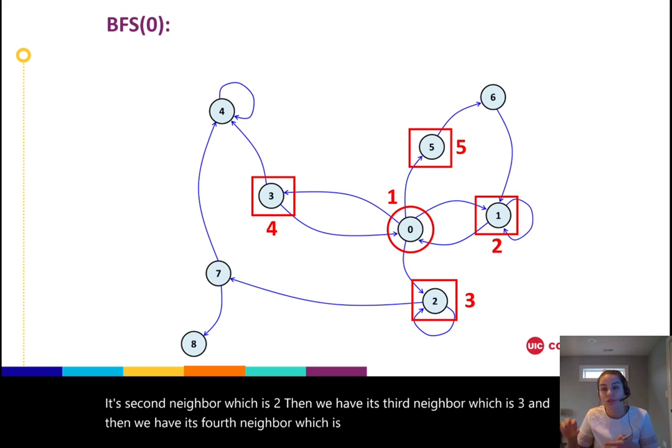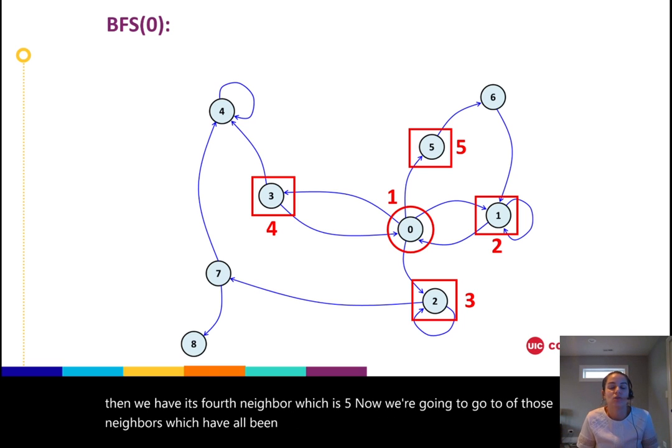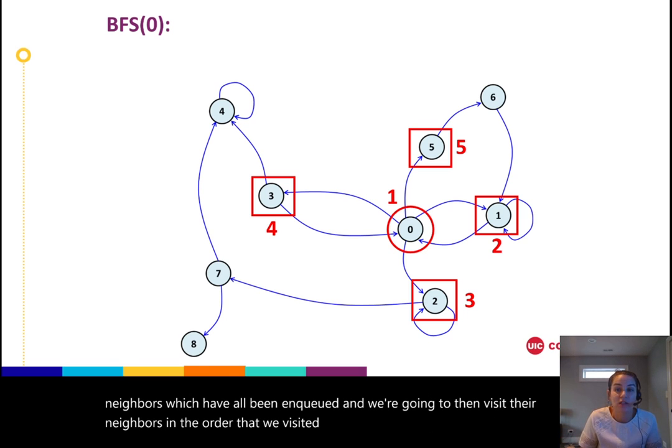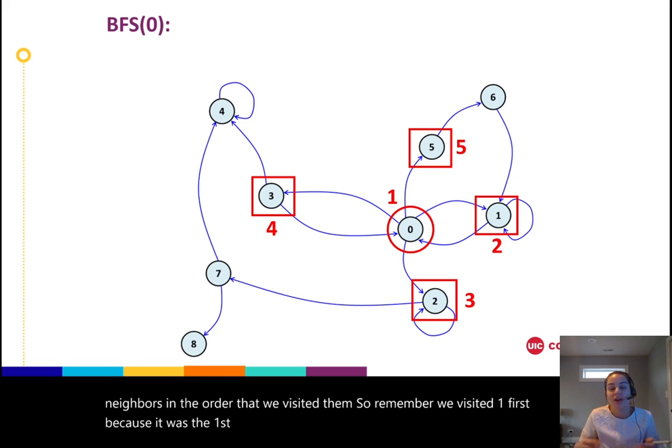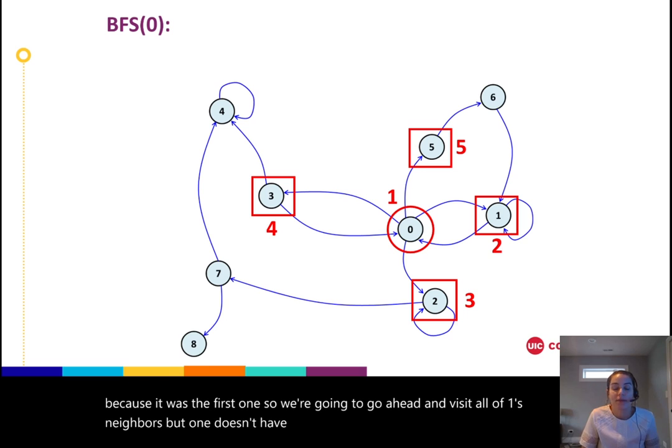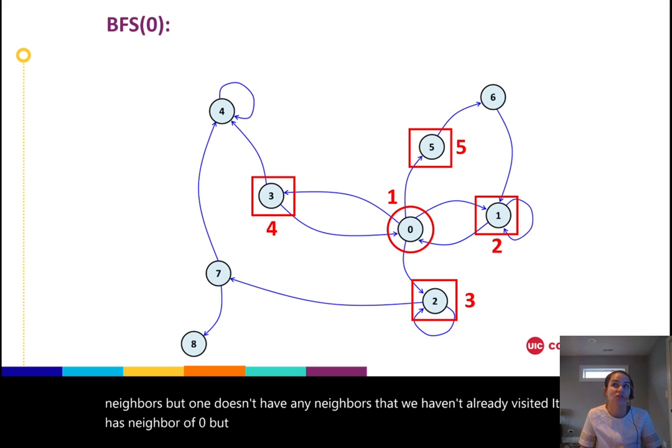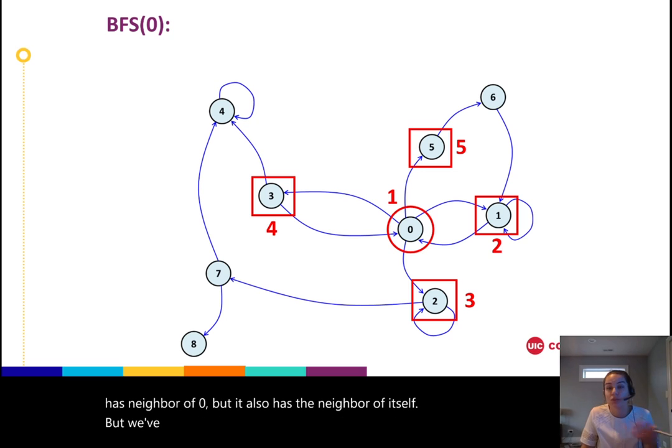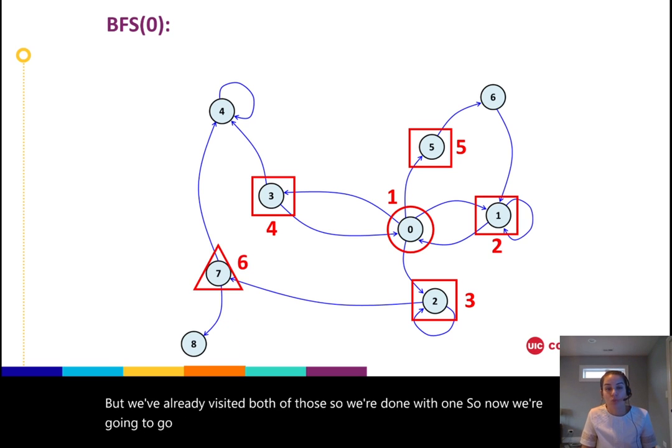Now we're going to go to each of those neighbors, which have all been queued, and we're going to then visit their neighbors in the order that we visited them. So remember, we visited 1 first because it was the first one. So we're going to go ahead and visit all of 1's neighbors, but 1 doesn't have any neighbors that we haven't already visited. It has a neighbor of 0, but it also has the neighbor of itself, but we've already visited both of those, so we're done with 1. So now we're going to go on to 2. 2 has 1 neighbor.